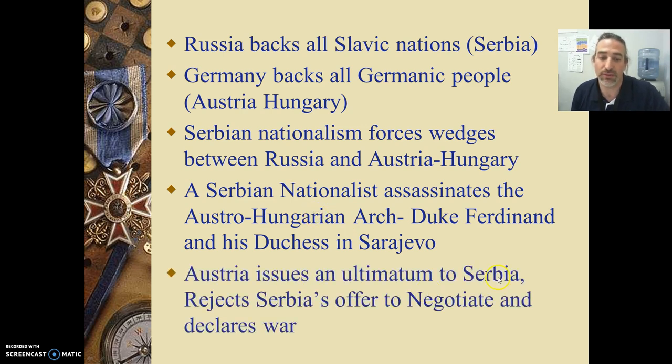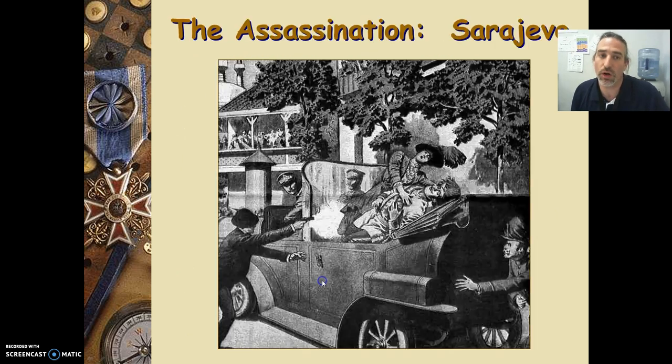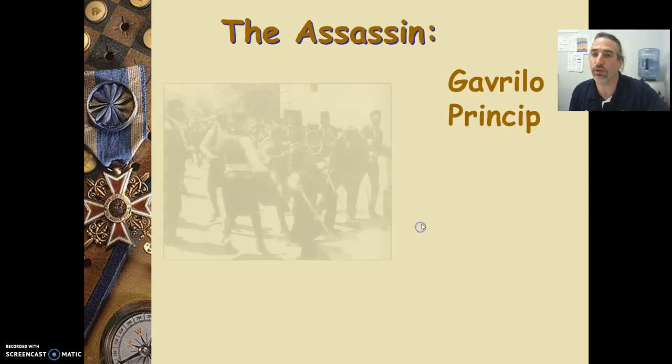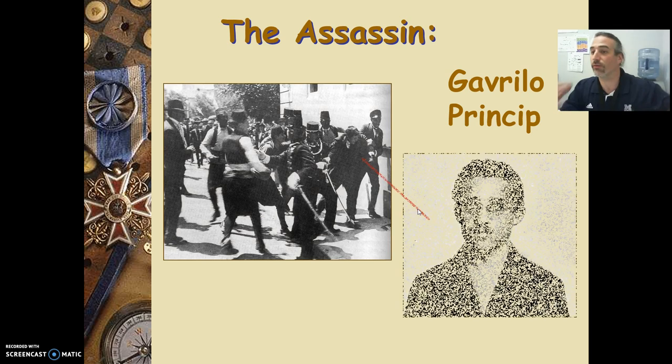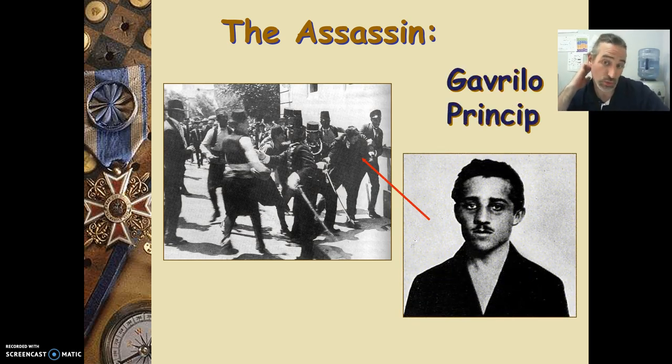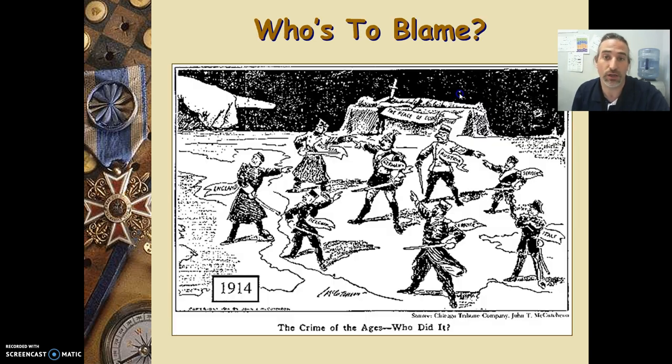Austria issues an ultimatum to Serbia. Serbia rejects it, tries to negotiate. Austria rejects that and declares war. So then Russia is going to declare war on Austria-Hungary, then Germany is going to declare war on Russia, and then France is going to declare war on Germany, and then Germany is going to invade Belgium and France, and Great Britain is going to declare war on Germany. It's just all of these groups of people, because of their friendships, really get into war, and that's what starts World War I. Here's the guy that killed Archduke Ferdinand, Gavrilo Princip. There are no real ties to the government, but he was part of a terrorist organization.